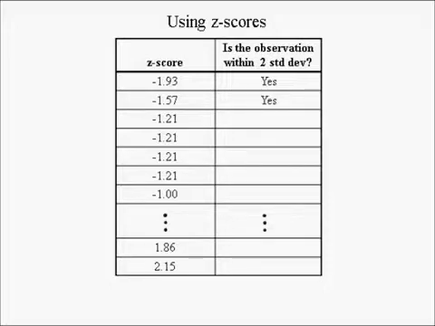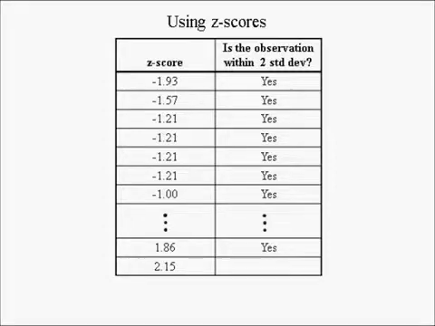The second observation is within 2 standard deviations from the mean because the absolute value of its z-score is 1.57, which is less than 2. The third, fourth, fifth, and sixth observations are within 2 standard deviations from the mean because the absolute value of their z-scores is 1.21, which is less than 2. The seventh observation is within 2 standard deviations from the mean because the absolute value of its z-score is 1, which is less than 2. In fact, this observation is within 1 standard deviation of the mean.